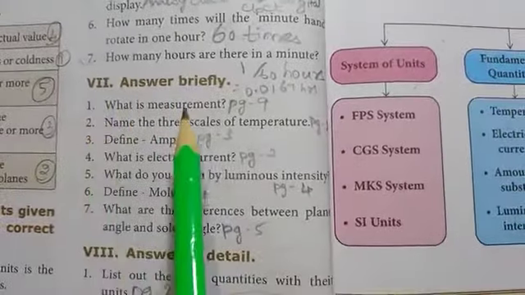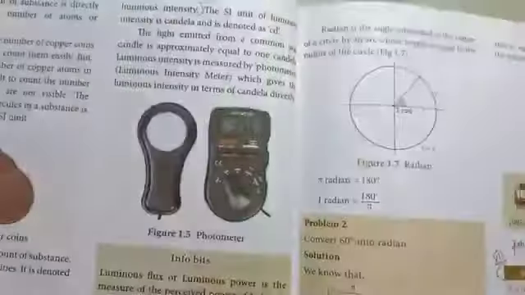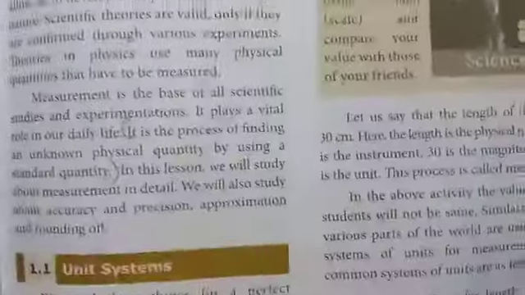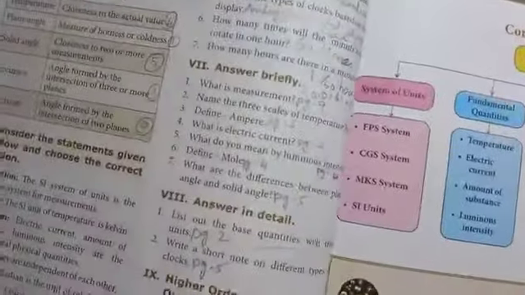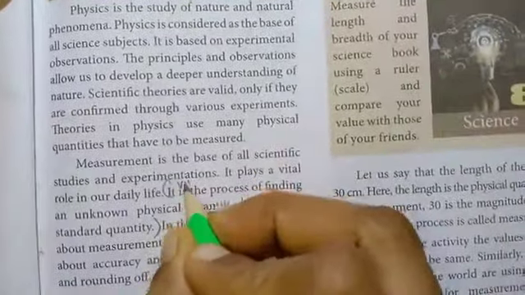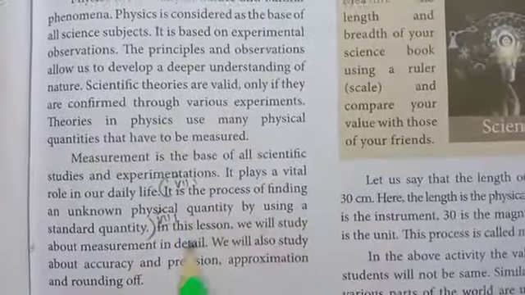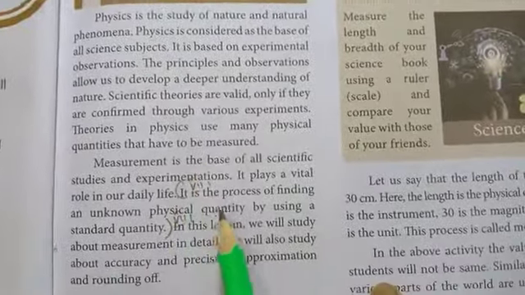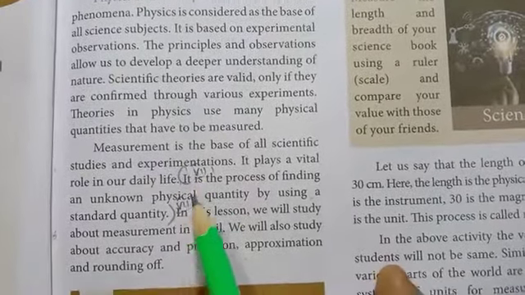Roman number 7, answer briefly. First one, what is measurement? Page number 9. See, it is on page number 1, the answer for measurement. Sorry, 7th Roman letter, first one, page number 1. It is the process of finding an unknown physical quantity by using a standard quantity. Up to that. Second paragraph, from the third line to the fifth line, up to standard quantity. 7th Roman letter, first one answer, page number 1.